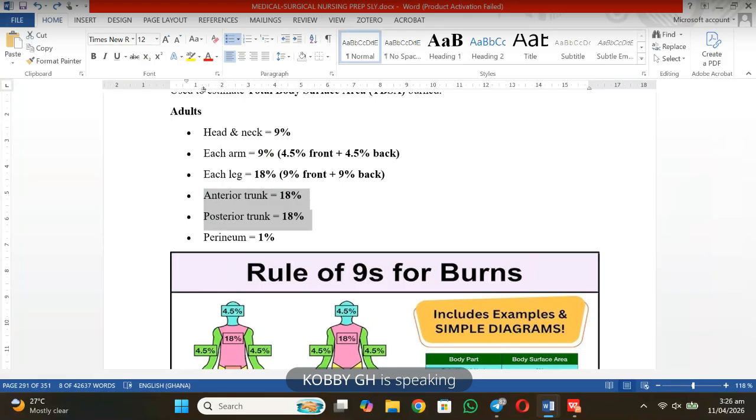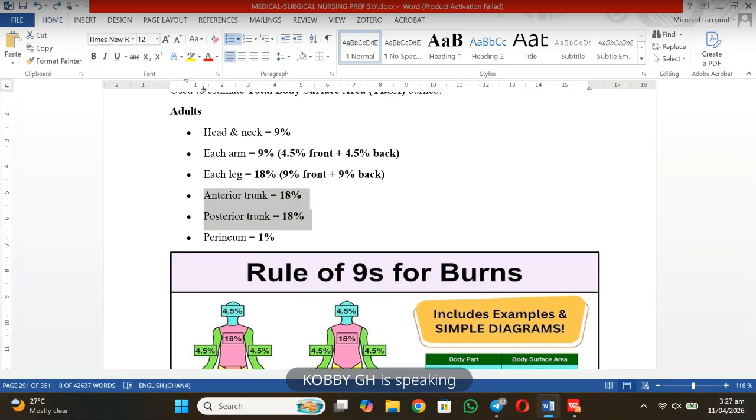Anterior trunk, 18. Even the anterior trunk has the chest and then the stomach. If the examiner says chest, it's 9%, stomach, 9%. Because the trunk also has the anterior region. If you take the anterior trunk, we have the chest region and the stomach region. The chest region is 9%, and the stomach region is also 9%.